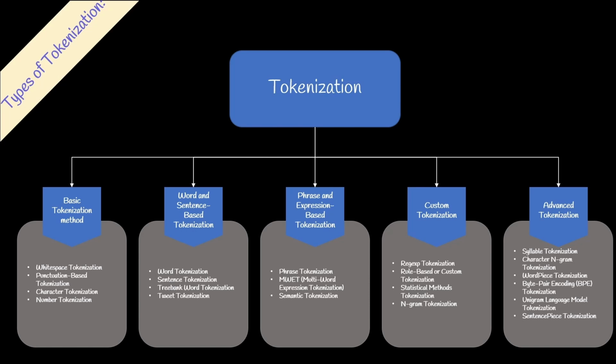The Treebank word tokenization is designed specifically for more complex cases. It handles punctuation more intelligently, splitting off common contractions and separating punctuation from the words. It's widely used for tasks like syntactic parsing. Now, tweet tokenization is used for social media text, particularly Twitter. It handles informal language like hashtags or mentions, which is the at sign, some types of emoji, and URLs that are common in tweets.